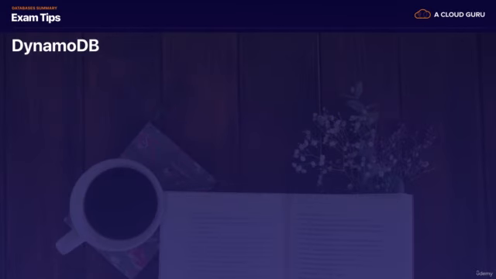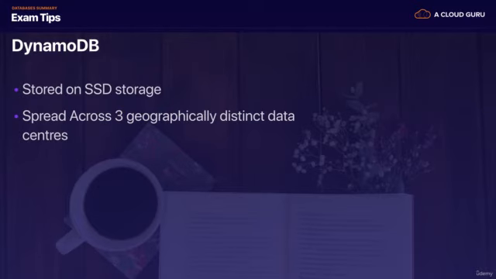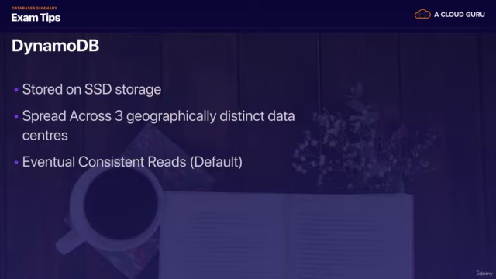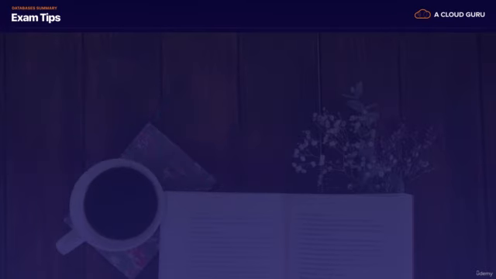DynamoDB, serverless, like I said, it's stored on SSD storage. It's spread across 3 geographically distinct data centers. You have 2 different types of consistency. Remember the 1-second rule. So you've got eventual consistency. So if your application doesn't need to read your updated data within 1 second, then you want eventual consistency, and this is what you get by default. If, however, your application needs that data to be updated, it always has to have a perfect copy of the data, and certainly within less than 1 second, then you probably want strongly consistent reads.